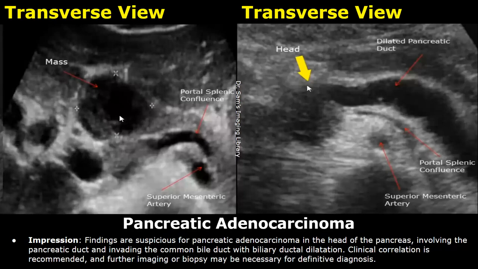This is the impression for adenocarcinoma. Findings are suspicious for pancreatic adenocarcinoma. Then its location is written, followed by the involvement of pancreatic duct and its invasion into the common bile duct with biliary ductal dilatation. The impression ends with the line of clinical correlation and further imaging or biopsy.